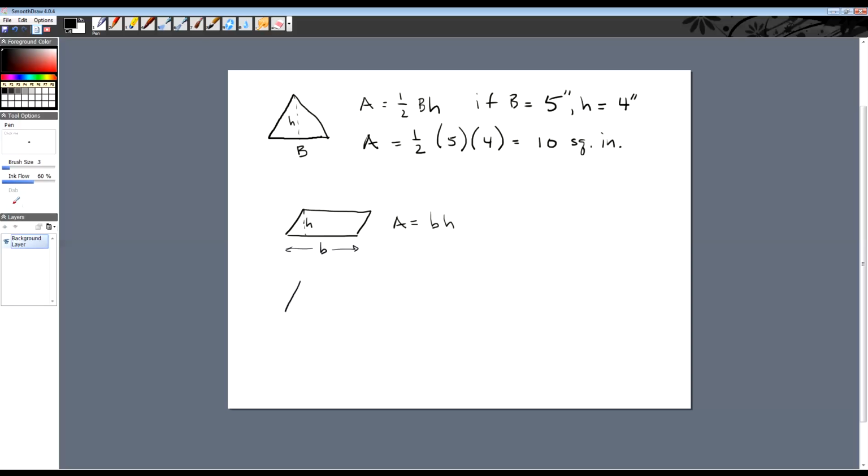A trapezoid has two parallel bases. They're represented by a capital B for the larger base and a lowercase b for the other base. The height is based on a square right angle to the base. And the area of a trapezoid is given by the formula 1/2 times the height times the sum of the lengths of the two bases.